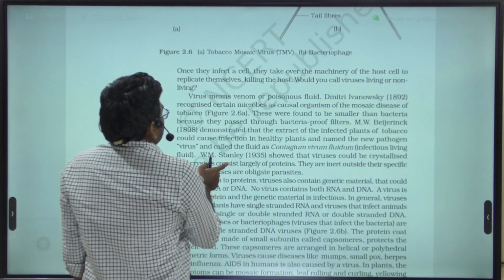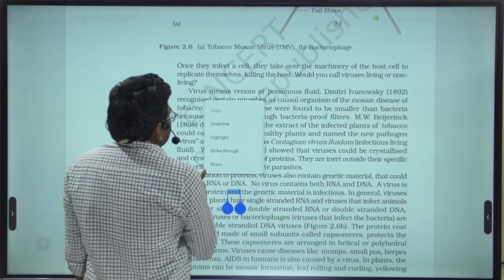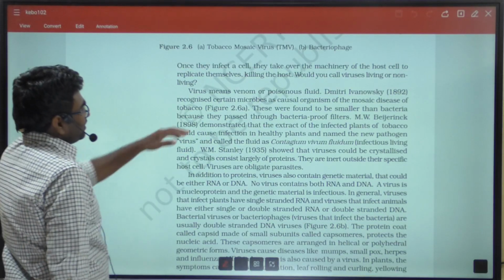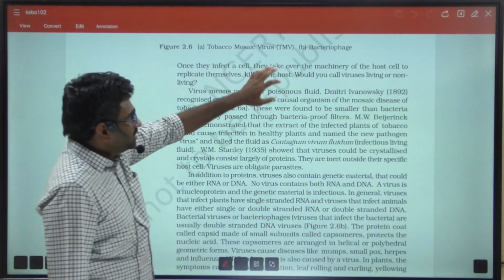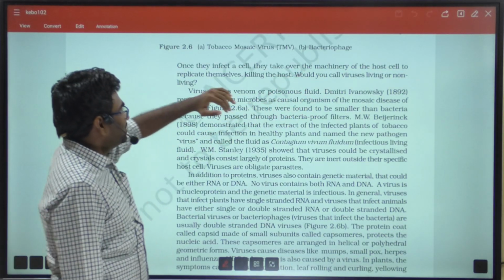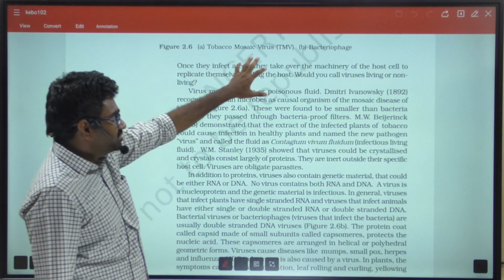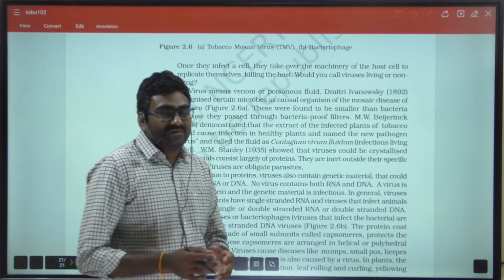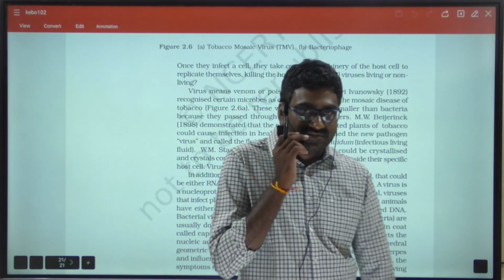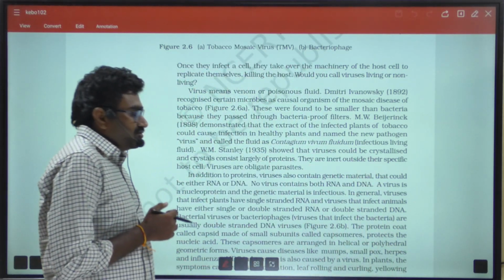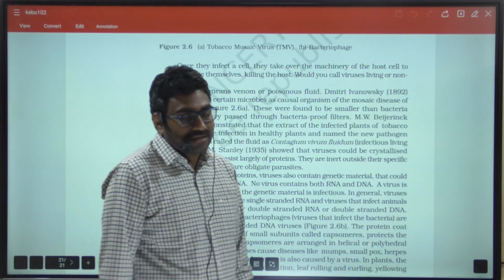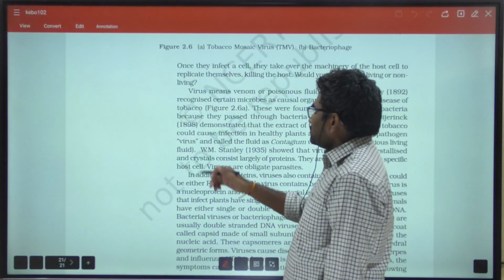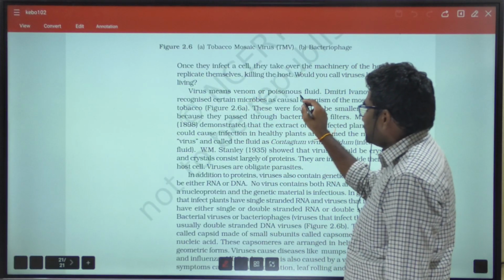Once they infect a host cell, they take over the machinery of the host cell to replicate themselves, killing the host. So would you call viruses living or non-living? Now virus is said to be living inside the host. Outside the host, it is non-living, right? And regarding the viruses, virus means venom or poisonous fluid.